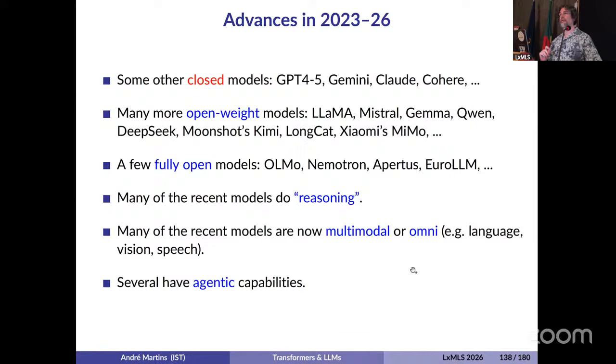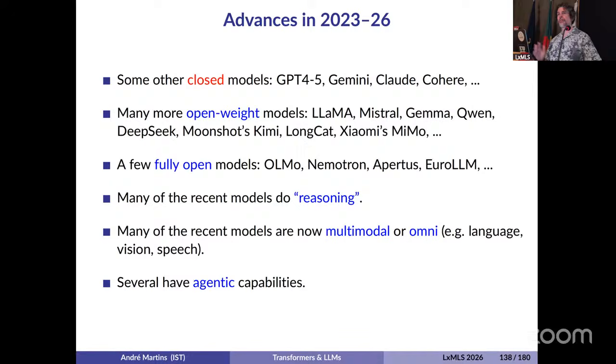By fully open, I mean you don't just release the weights openly, but you also release the data that you use to train the models. You write technical reports explaining all the training procedure, which I think is very, very important. And this has been done in many places, including in our lab with EuroLLM. Many of the recent models do reasoning, which I'm going to talk about in the next part.